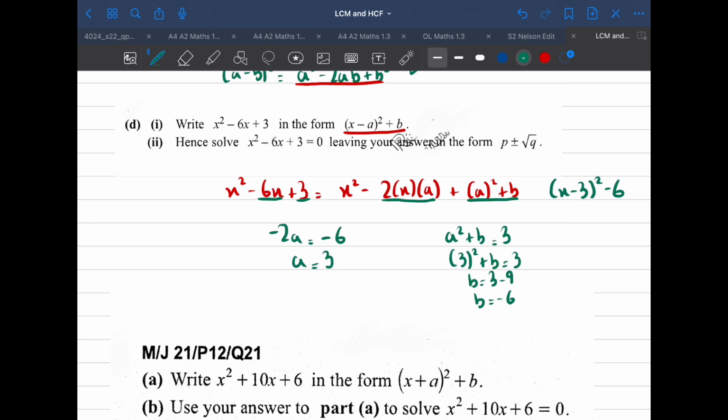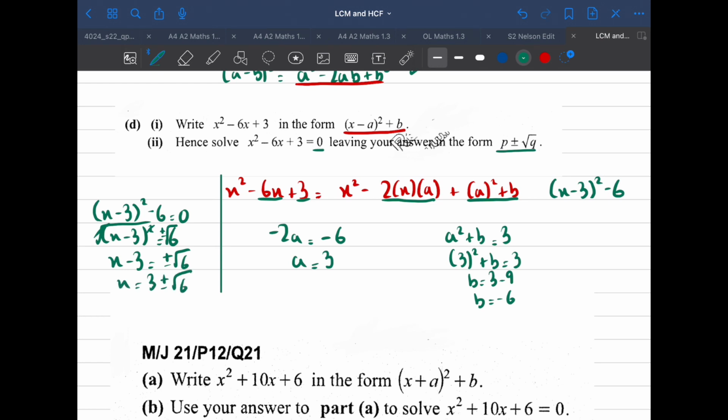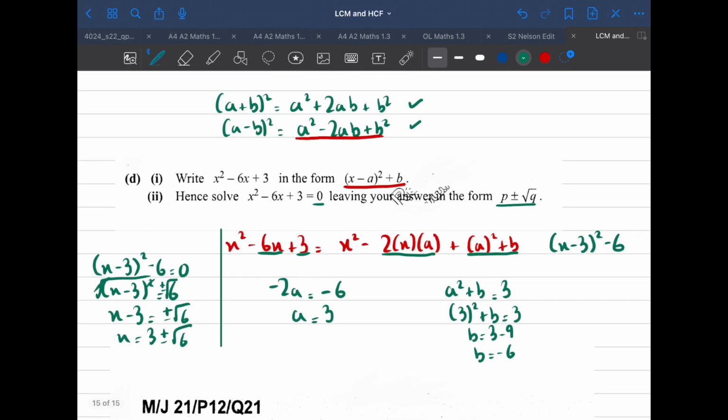Now, how to get the values of x, p plus minus q? So this equation was equated to 0. Let's equate this to 0. (x minus 3) whole square minus 6 is equal to 0. (x minus 3) whole square is equal to 6. And then if I square root, it's going to be plus minus. This and this cancel out. x minus 3 is equal to plus minus under root 6. So x is equal to 3 plus minus under root 6. Do you get this? So this was the easier method, okay?